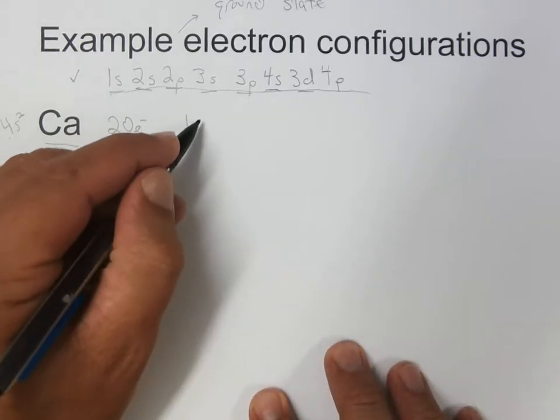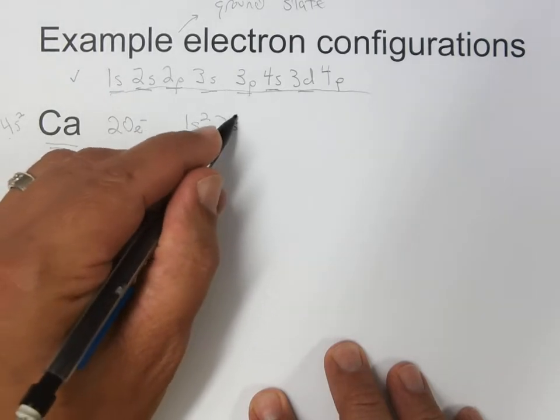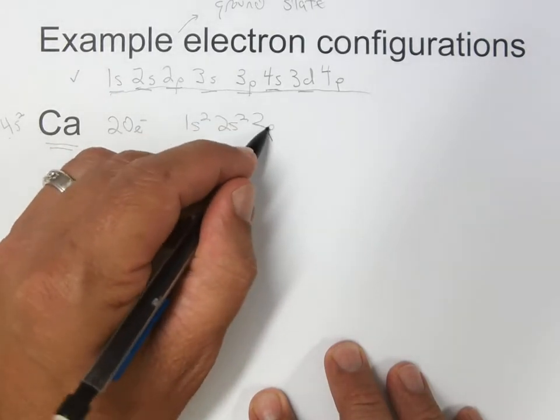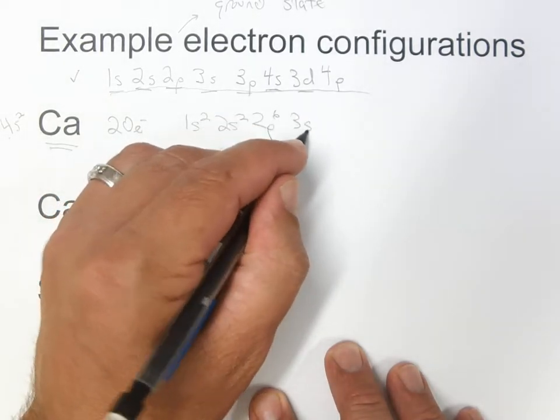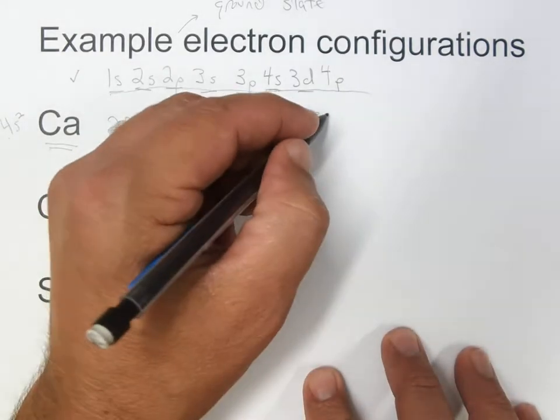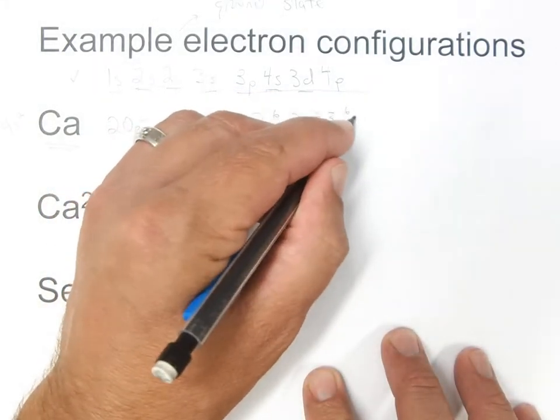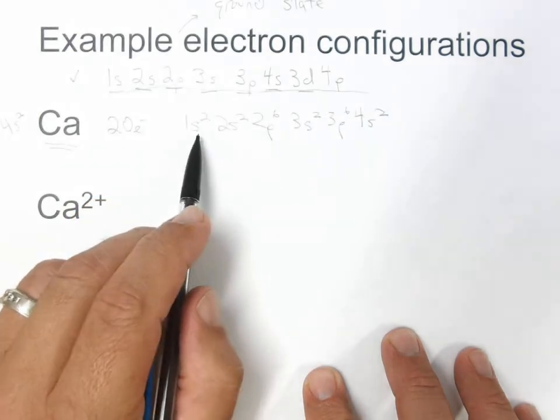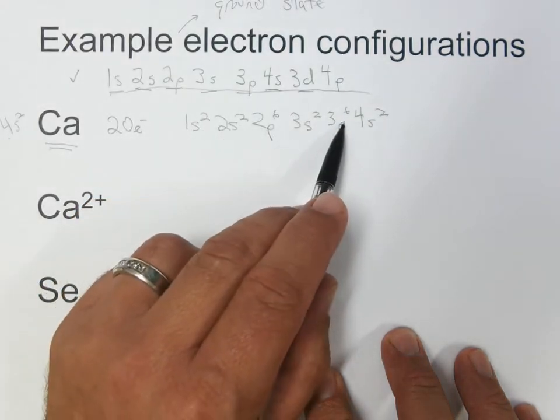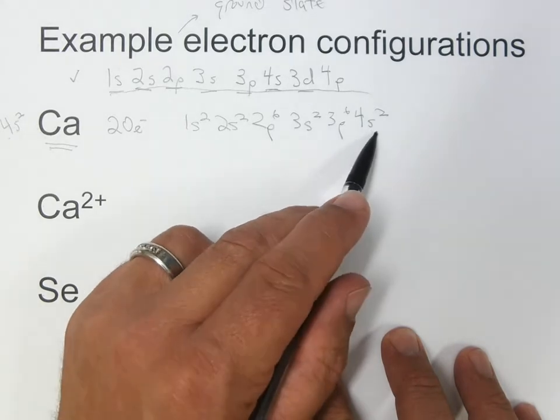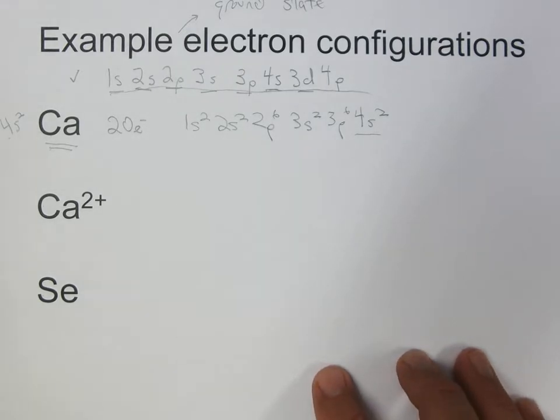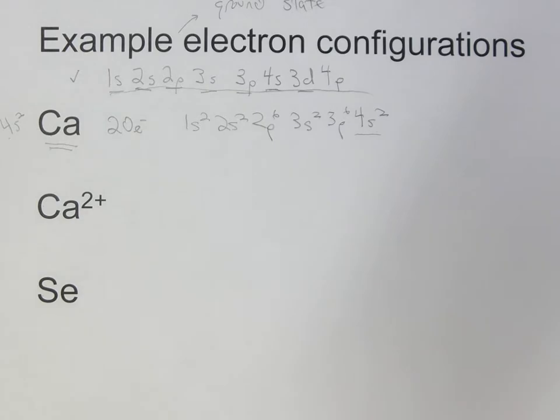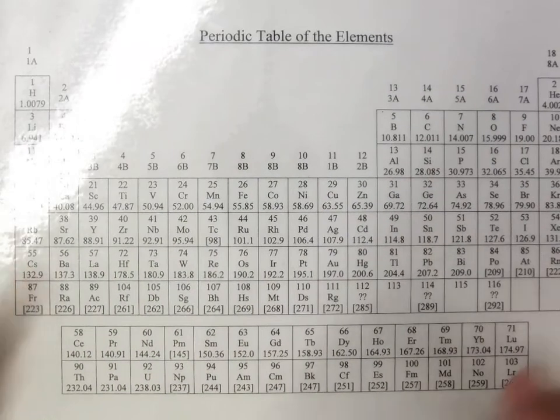We have 1s2, 2s2, 2p6, it's 10 electrons, halfway there, 3s2, 3p6, 4s2, that's 2, 4, 10, 12, 18, 20 electrons. And we did end, as expected, based on the location of calcium on the periodic table, with the 4s2 configuration. So again, where did I get that from?